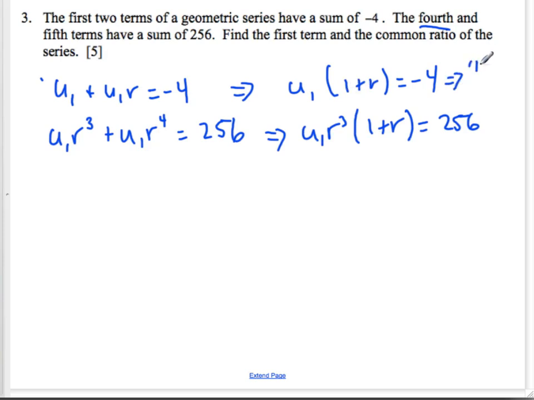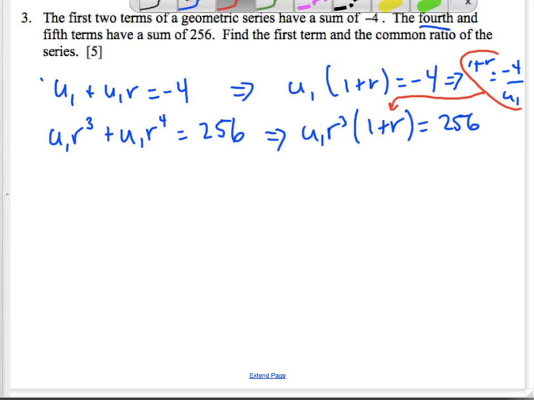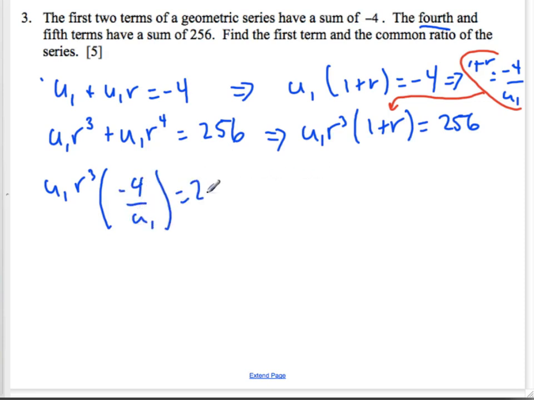So I know that 1 plus r equals, squeezing it in here, -4 over u1. I'm going to take that and substitute it in this. I'm going to plug it in right there. And so when I do that, I get u1 r cubed. Here's the substitution. I get -4 over u1 equal to 256. I can easily cancel my u1s away.